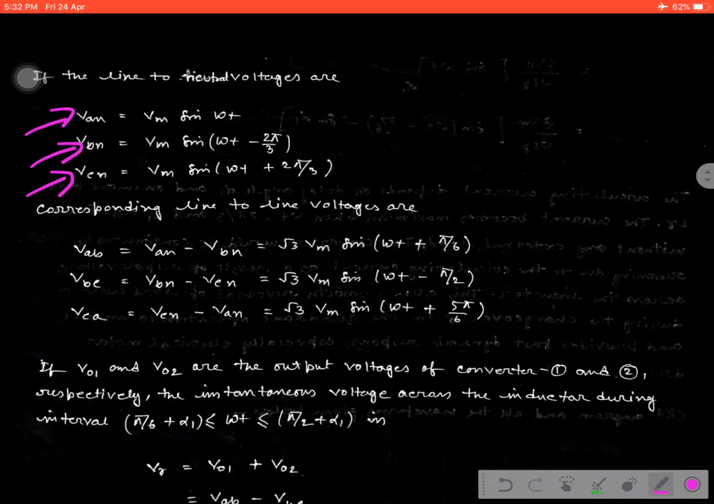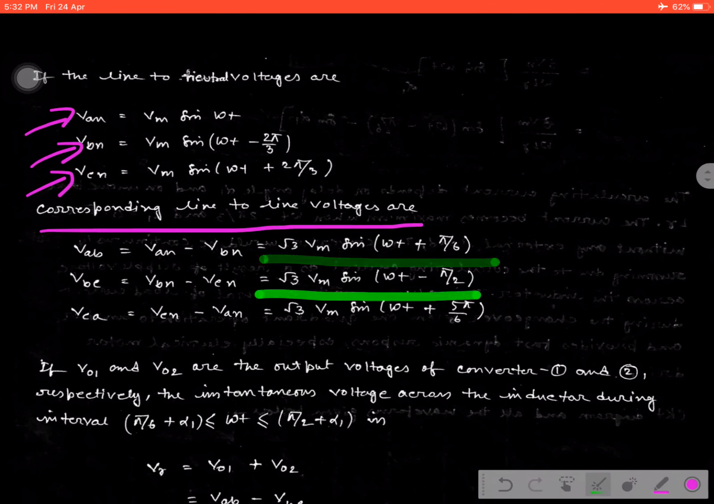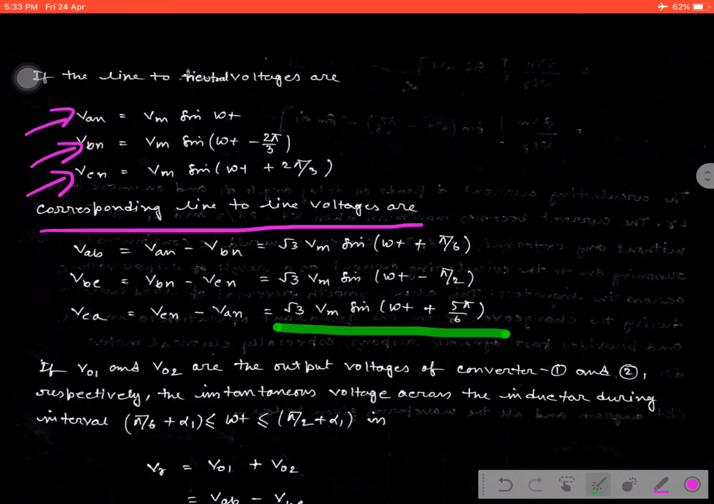As we know, as the three-phase signals are connected, the phase-to-phase difference is 120 degrees apart from the other phases. And the corresponding line-to-line voltages, which I discussed in the previous section and calculated in detail, are √3 Vm sin(ωt + π/6), √3 Vm sin(ωt − π/2), √3 Vm sin(ωt + π/6).